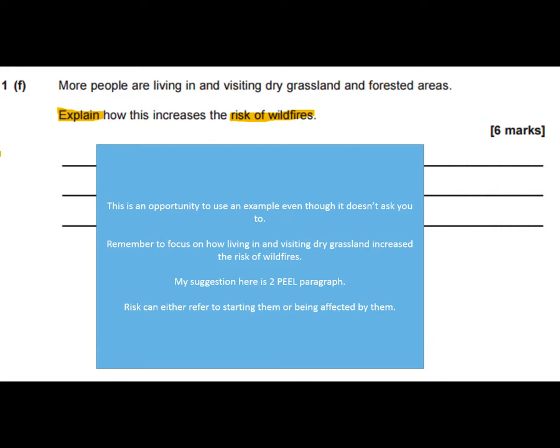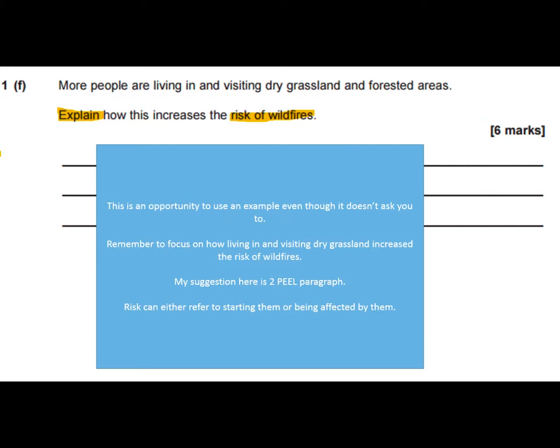In your lessons you would have done California, you might have done Black Saturday, you might have done Greece, they're the ones in the textbook. If you've been on holiday and there's been a wildfire in one of the places that you've gone to, you're more than welcome to use those as well. You need to remember to focus on how living in and visiting those places increase the risk of wildfires. So what is it about the dry grassland and forest areas that make wildfires more likely or might make them worse? My suggestion is to use two PEEL paragraphs.